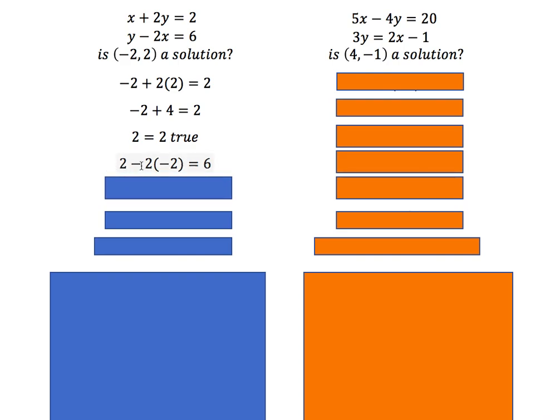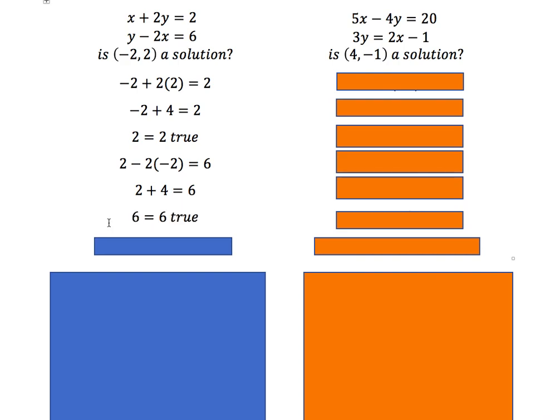And when you multiply the -2 times -2, you get 4, and 2 plus 4 does equal 6, so this is also a true statement. And because you got a true statement from both equations, then -2, 2 is a solution. Let's look at this system over here.